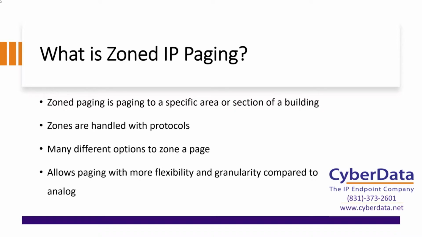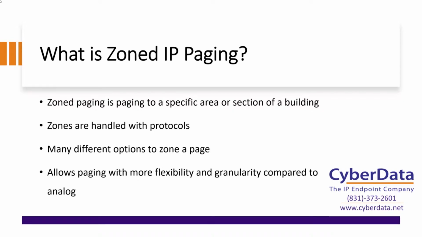There's a whole bunch of different options in terms of actually creating a zoned page, and we'll go through the different options and some of their strengths and potentially some of their weaknesses as we go through our presentation today. But the nice thing with IP-based paging as compared to analog-based paging is because you're dealing with different protocols or different ways to page to devices, you have a lot more flexibility and granularity. With IP-based paging, you can get down to individual equipment and expand up from there to 3 speakers, 9 speakers, 27 speakers, and so on.